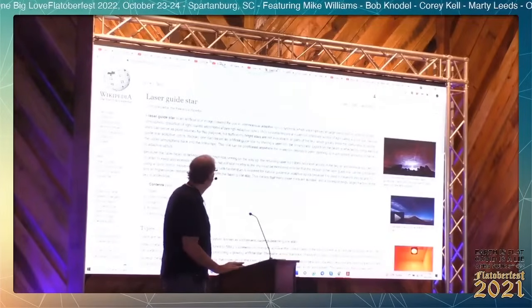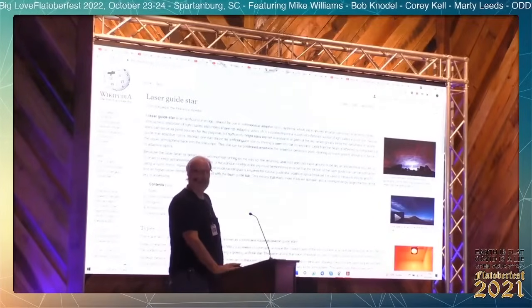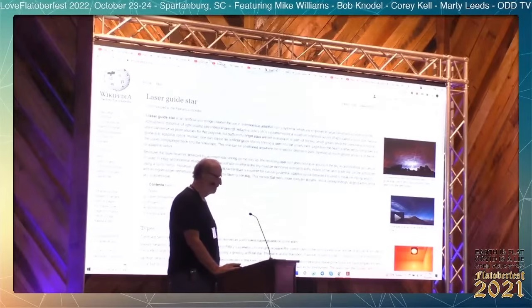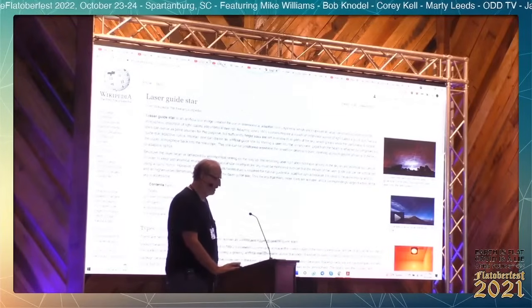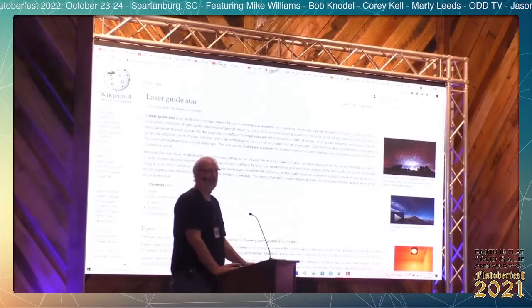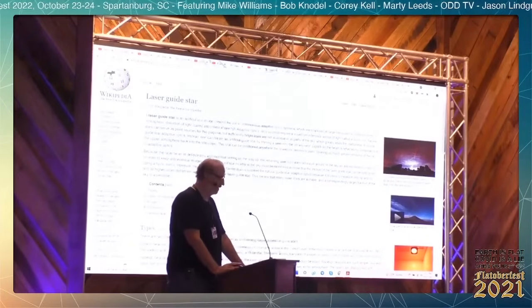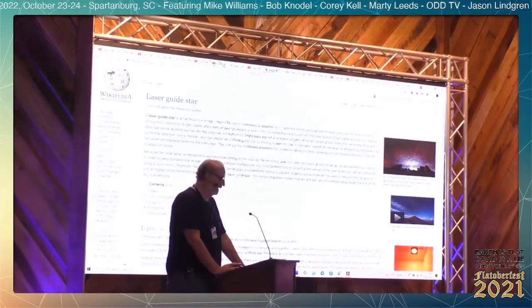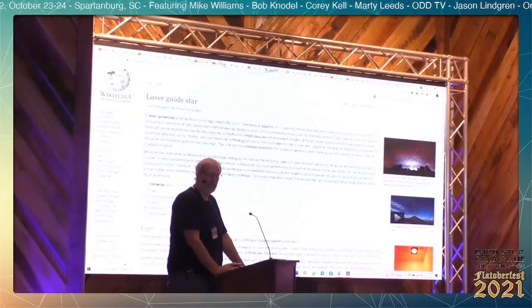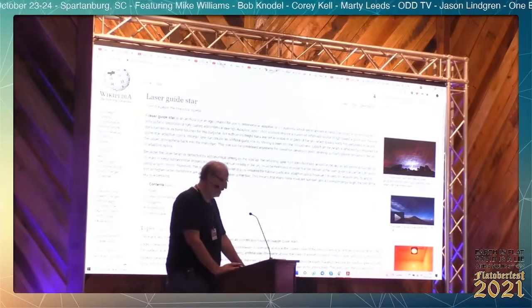One of the next things that tells us that there is a firmament up there, something else that's up there, is something that, again, I didn't know about until we started looking into the phenomenon of the firmament, and that is something called a laser guide star. Well, what is a laser guide star?